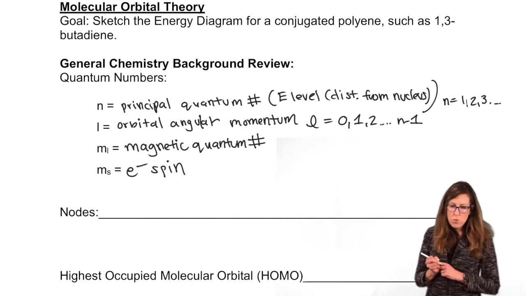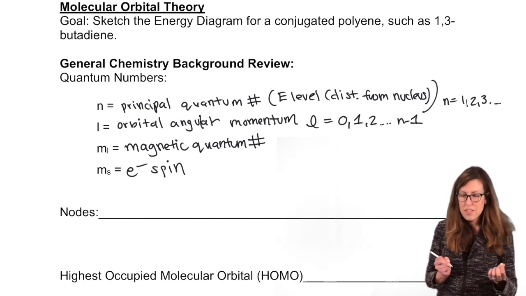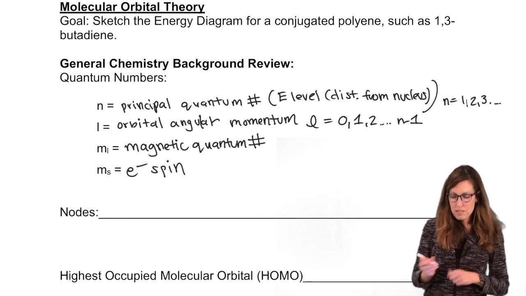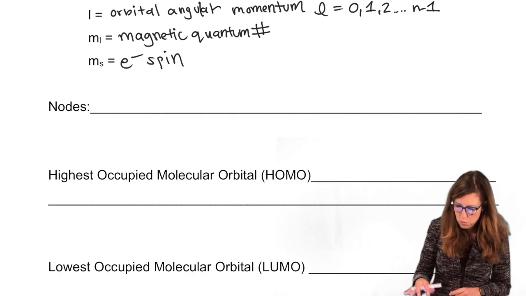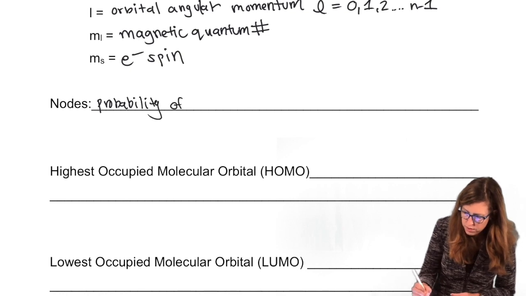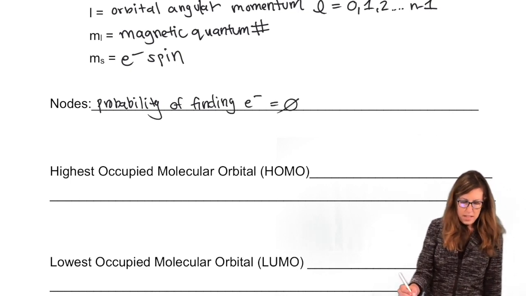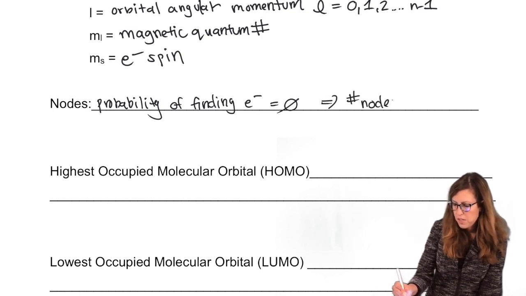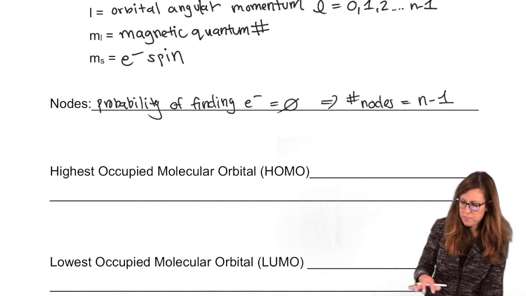Okay, so we're also going to discuss nodes. That's the space where the probability of finding an electron is 0. So that's the part of the orbital where the probability of finding an electron is 0. Mathematically, the number of nodes equals n minus 1.